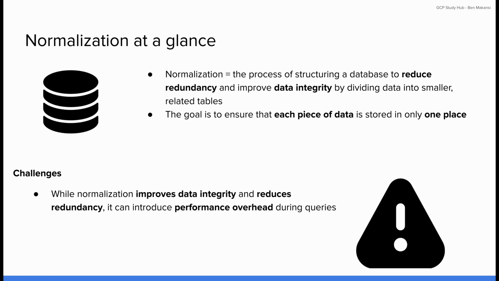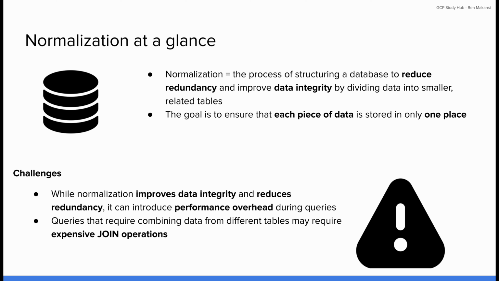This is because when data is spread across multiple related tables, queries that require combining information from these tables because they're related may require expensive join operations. These joins can significantly slow down performance, especially when you're working with large data sets. So there's another approach called denormalization.